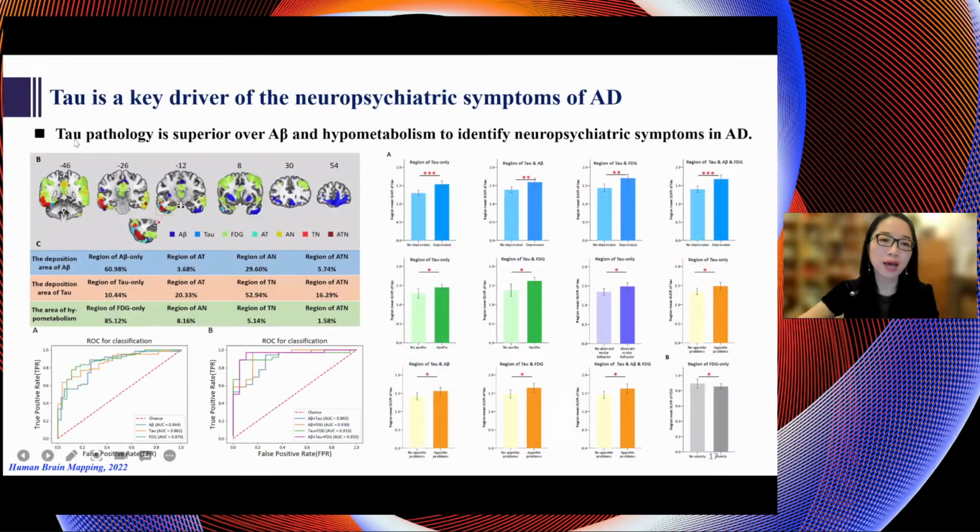And also we studied the PET imaging data, and we found that tau is the key driver for the NPS symptoms of AD. Compared to A beta and also the FDG, we found that the tau pathology is superior, and it has a region-specific pattern, especially in the inferior temporal lobe. And it can also identify the NPS symptoms, including depression, apathy, and aberrant motor behavior and appetite problems.